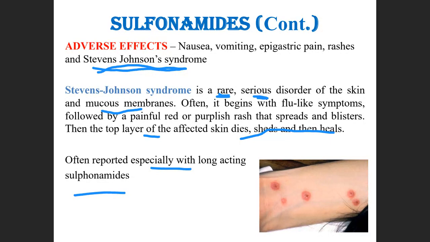It is a serious disorder of the skin, and the mucous membrane is also affected. The usual reaction to this medication or infection starts with flu followed by painful purplish lesions. So this is a condition that may be Stevens-Johnson syndrome. As seen in the figure, blisters develop, and it is a rather painful condition.